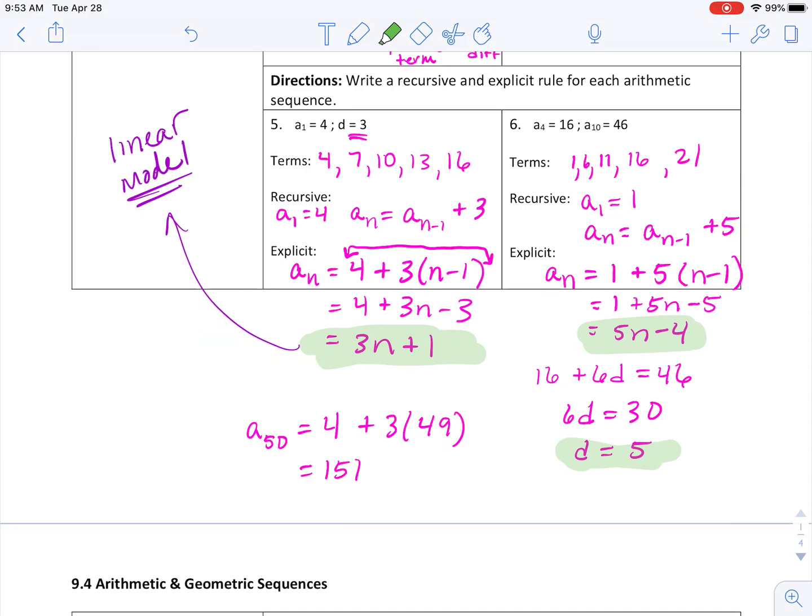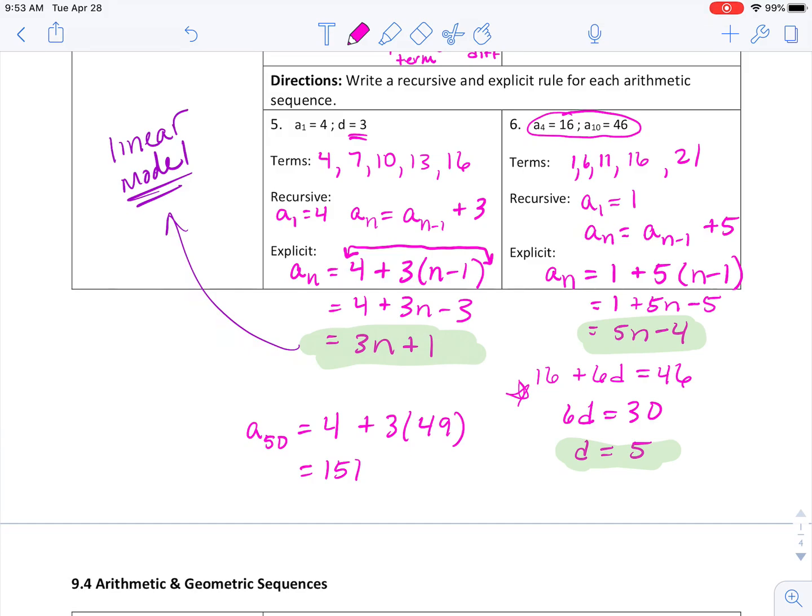Now remember, we just said that arithmetic sequences are like linear models. The 5, that common difference, was like the slope. Thinking about that, you could have figured out the d maybe a little differently than I did. Remember, I solved it using this equation. But if you want to think of it like slope, you could as well.